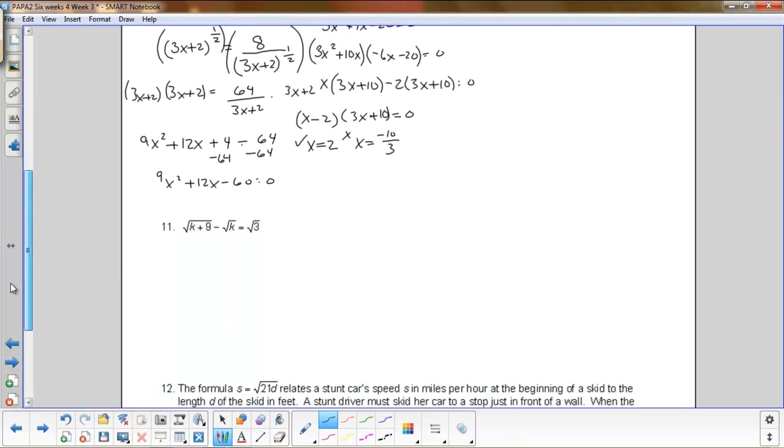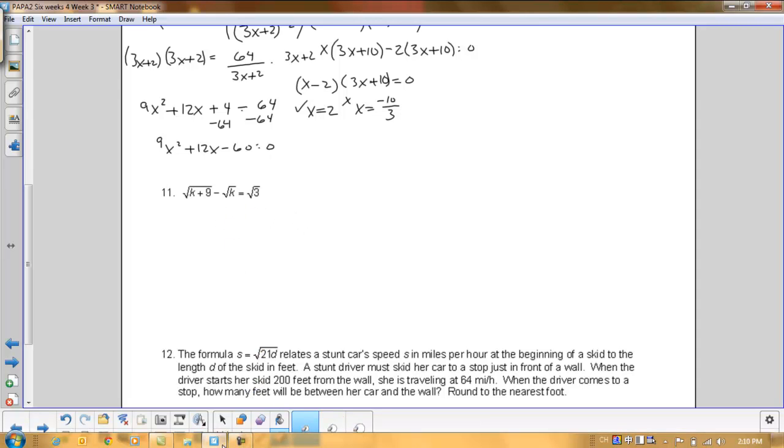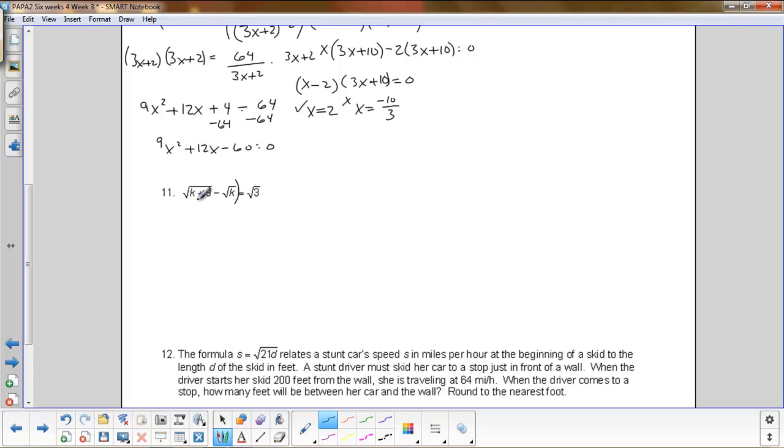All right, question number 11. Okay, in this problem, you can start by squaring both sides, or you could put the simple radicals on the same side of the equation. Either way, it doesn't matter, because either way, you're going to have radicals on both sides of the equation. I'm going to go ahead and leave it as it is and simply square both sides. Now in doing that, I get k plus 9 minus 2 times the square root of k times k plus 9.